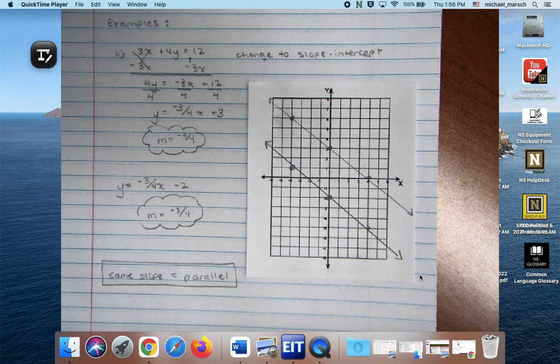So if you're trying to determine if two lines would be parallel, put them in slope-intercept form and compare the slopes. If they have identical slopes, that means they will never intersect because they are changing at the exact same rate. So that's the easy part, the parallel lines. Parallel, same slope. Right? Next page.